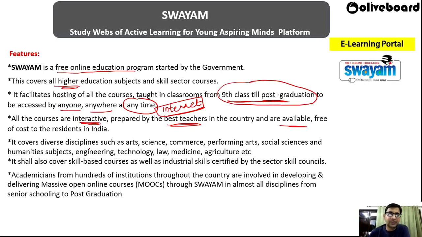It covers diverse disciplines like arts, science, commerce, performing arts, social science, humanities, engineering, technology, law, medicine, agriculture, etc. All these things you will get under this Swayam portal. It shall also cover skill-based courses. Some skill-based courses are also there, like 6-month, 4-month, or 2-month courses, as well as industrial skills certified by the Sector Skill Council.